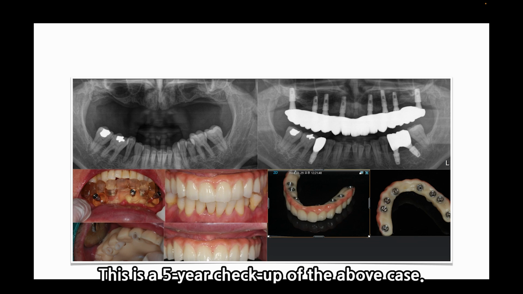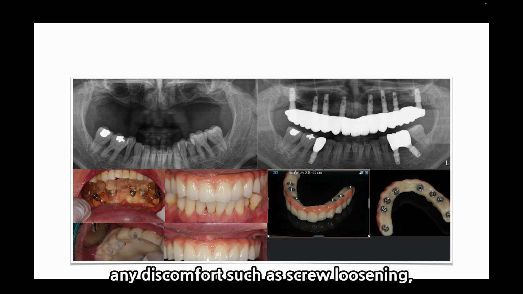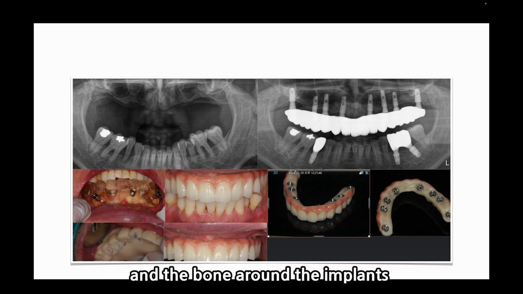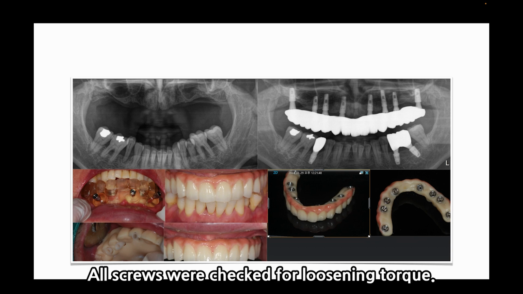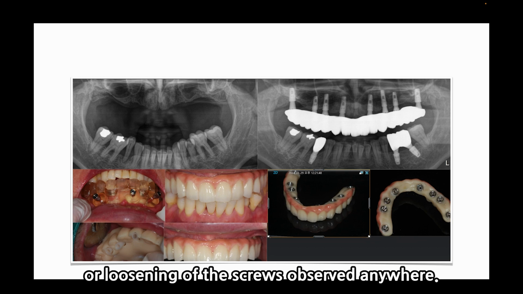This is a 5-year checkup of the above case. During that time, the patient did not experience any discomfort such as screw loosening and resin detachment from the screw channel, and the bone around the implant remains well preserved. All screws were checked for loosening torque. There was no detachment of the cylinder or loosening of a screw observed anywhere.